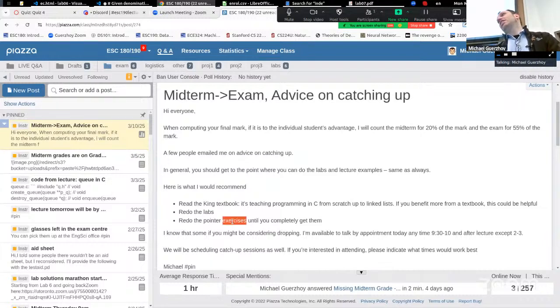The pointer exercise is very important. The pointer questions were not done amazingly well, I would say, by everyone. Some people did well, but some people did not. I feel like if you internalize the pointer exercises, you should be able to do those.